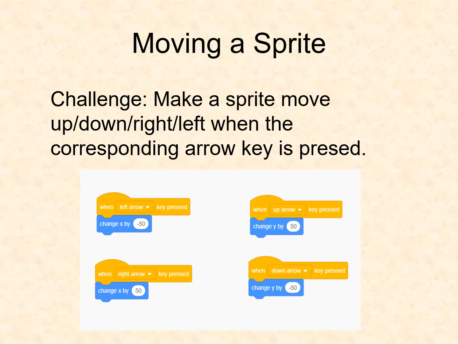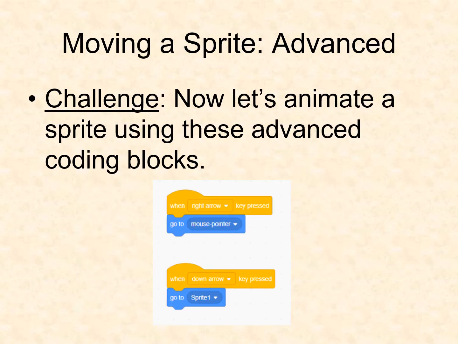Let me show you a couple coding tricks about how you can do this very quickly. And while I do that, let's also take a look at animating a sprite using these advanced coding blocks. Let's say to move the sprite, as far as location, to wherever the mouse pointer is at the time, or move to go and talk to another sprite.